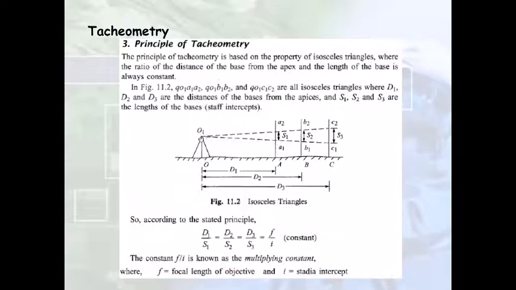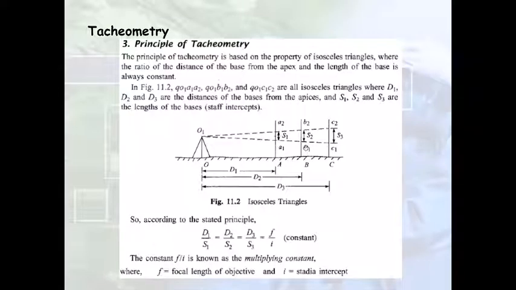When you look at these leveling staffs through the analytic lens or the tacheometric lens, it has two hairs, upper and lower. This is where it bisects the rod, A2 at the upper end and A1 at the lower end, and S1 is the distance between A2 and A1. So A2 minus A1 gives you this S1 distance.